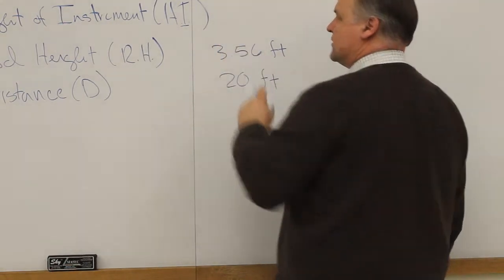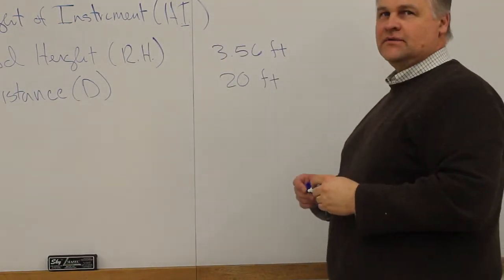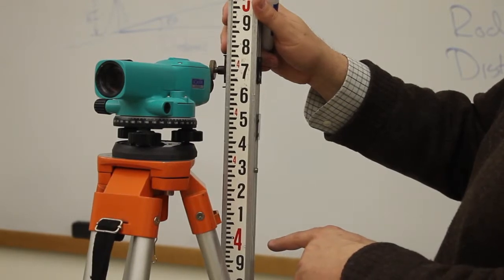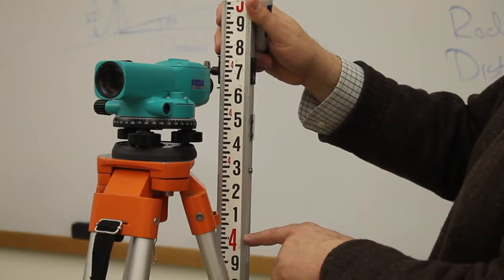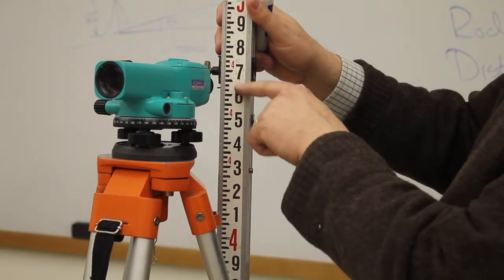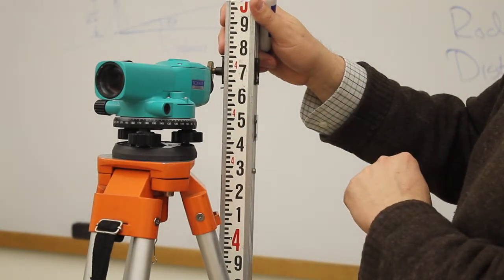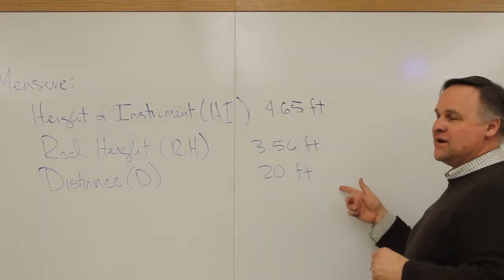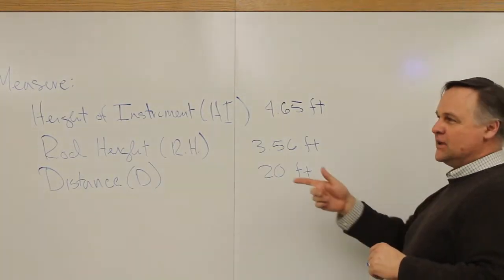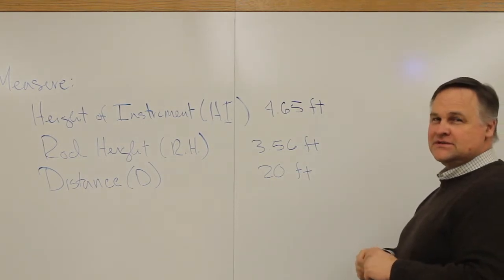We still need to measure the height of the instrument. So when we measure the height of the instrument, we see that it's 4.65 feet. So now these are all of the measurements, and using these we can compute the slope distance.